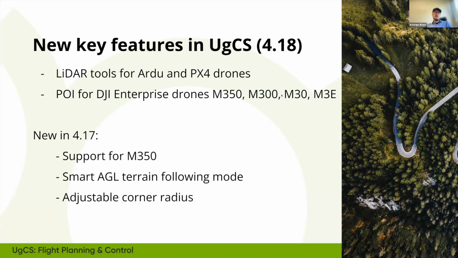In case you missed the previous version, there we also added support for the DJI M350 drone, as well as a new terrain following mode, Smart AGL, which can be quite useful for those of you flying up high in the mountains. It allows you to follow even vertical cliff surfaces. We also added an adjustable corner radius for all parts of the mission, so now you can make sure that your DJI drone flies using the adaptive bank turn, and you can also visualize all of these trajectories. So that's briefly about what's new.